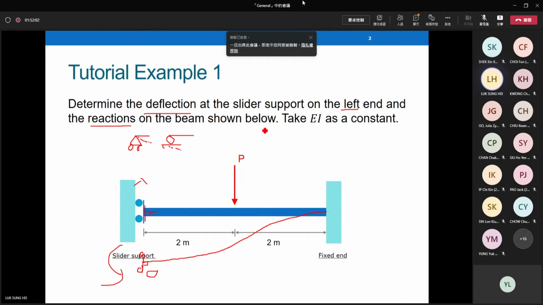So how to solve this problem? Maybe I give you 1 minute to think about the solution procedures. At least you can try to assign the code number yourself. Okay, I give you 1 minute.